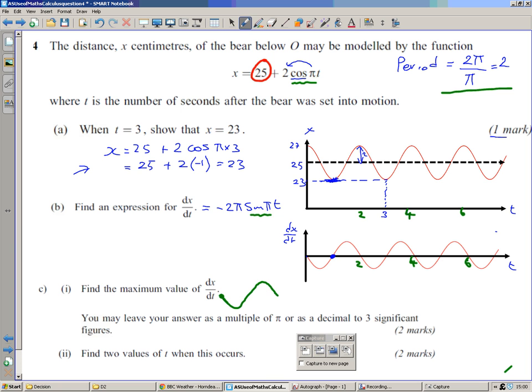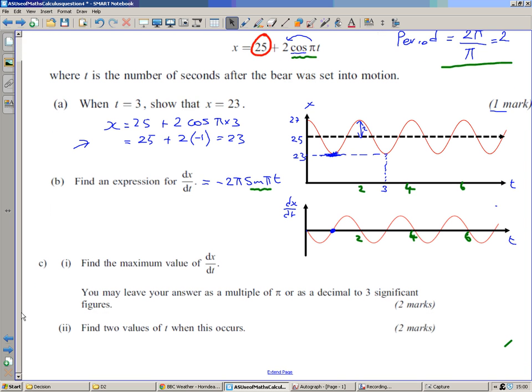You may wonder why I'm doing all this, but it actually is relevant to this question, which we're coming to. Again, it didn't ask for a graph, but if you're not able to picture the graph, the question becomes very difficult. The question actually asks for the maximum value of dx by dt. Do not get fooled by the word in the question. It wants the maximum value of dx by dt, not the maximum value of x. The maximum value of x is obviously 27. The maximum value of dx by dt is 2 pi.